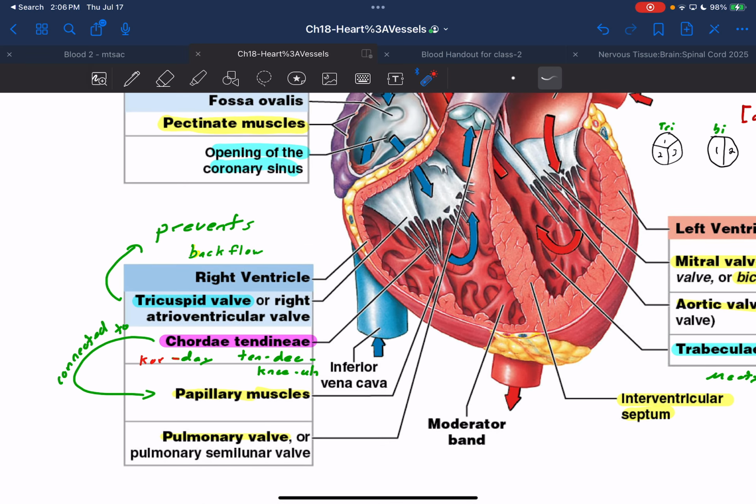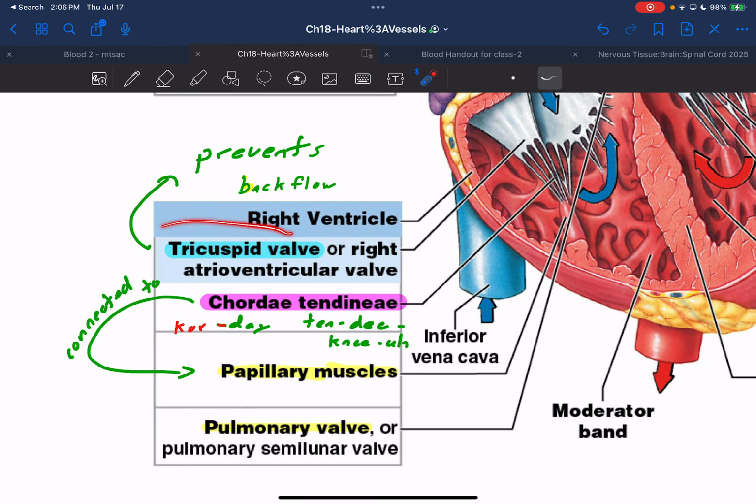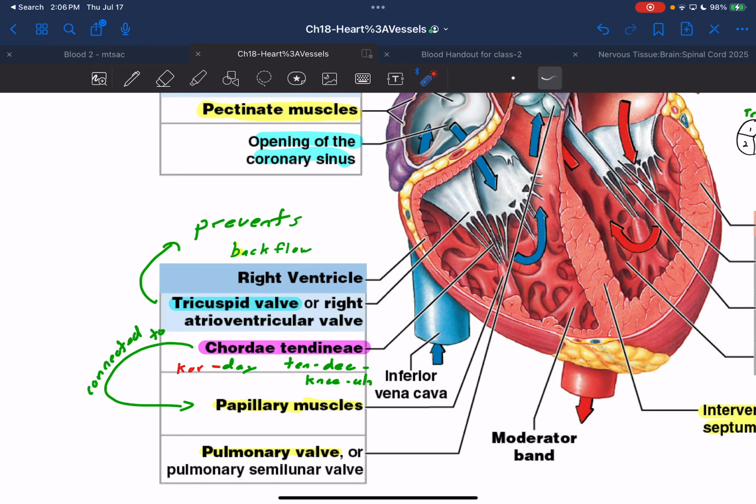Now, this right ventricle is going to have a flap that prevents any backflow. These flaps are referred to as valves. And so this valve that separates the right atrium and the right ventricle is referred to as the tricuspid valve. And it's named after the fact that it has three little flaps. So it's like it's saying it has three cusps. Three cusps. And so that means like three flaps. And so it prevents backflow.